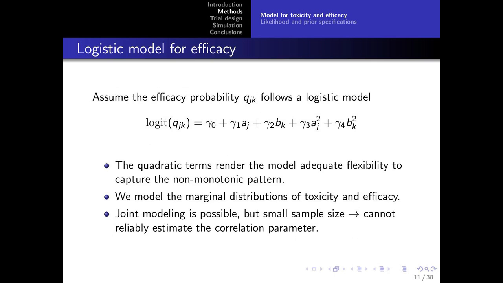Page 11. So this is the model for the efficacy. It's a very standard logistic model. Here we put in quadratic terms, AJ squared and BK squared, because we want to capture the non-monotone pattern. So we allow efficacy to increase and then decrease. Here we model the marginal distributions of toxicity and efficacy. You can see we have two separate models. Although a joint model is possible, as I said, we have a small sample size, and it's very hard to reliably estimate the correlation parameter. We did some sensitivity analysis, which shows that modeling the marginal distributions is adequate.